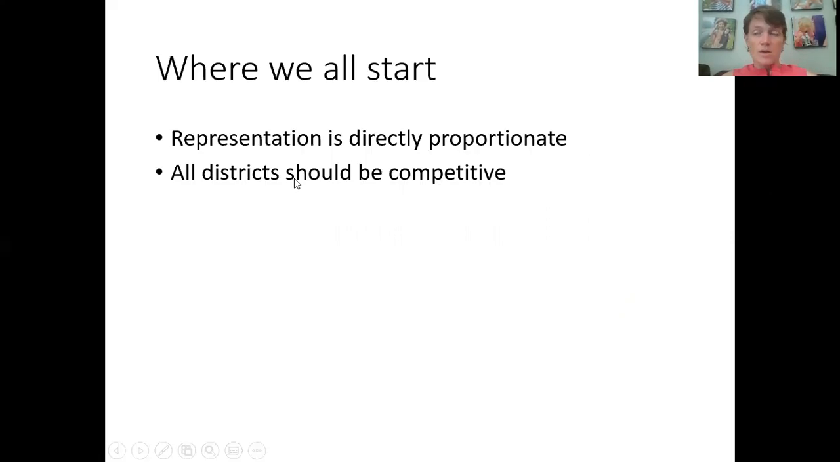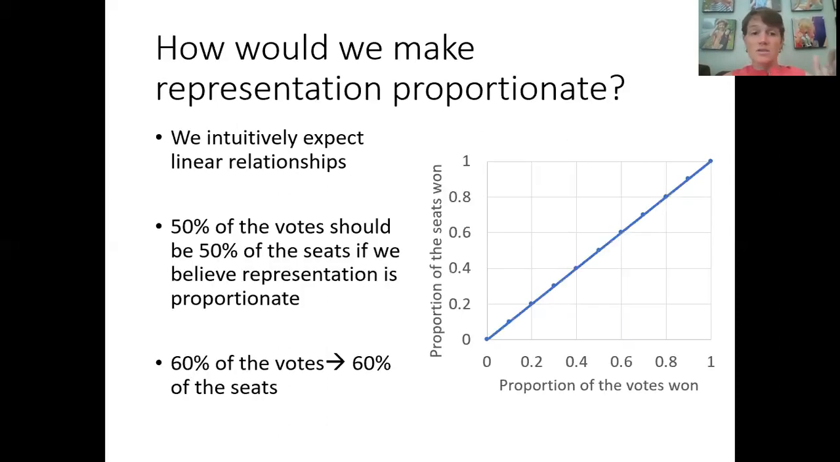So I think we need to talk about two different elements that we assume are both important in redistricting and how they actually affect what happens in our local districts. These two concepts are the idea that representation is directly proportionate, and the idea that all districts should be competitive. Let's talk about how moving towards either of those would influence how our districts are drawn and what the outcomes would be. So what is directly proportionate representation?